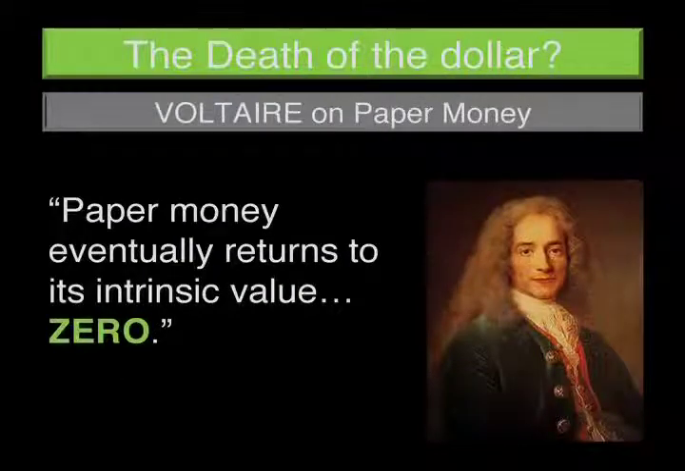Voltaire had this to say about paper money. He said, it always returns to its intrinsic value, which is 0. Paper money has been warned against throughout history. We've been warned by our founding fathers. Article 1, Section 8 gives Congress the express right to coin money. Never gives it the right to print money, and certainly never gives it the right to basically outsource that role to a private bank like we have at the Federal Reserve. The Federal Reserve should be ended.